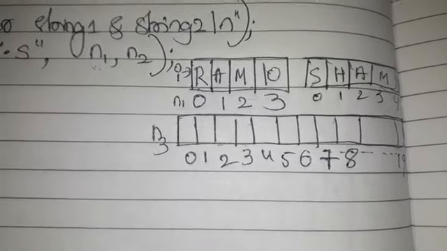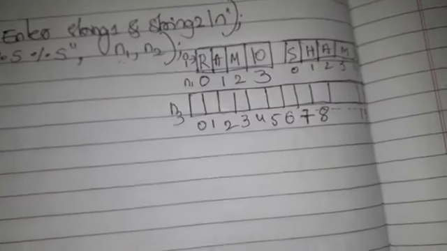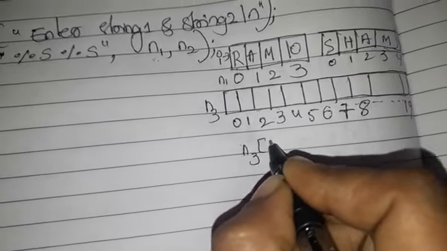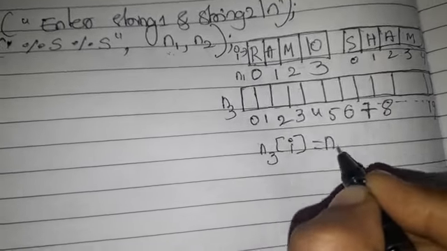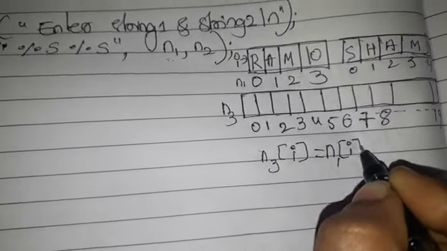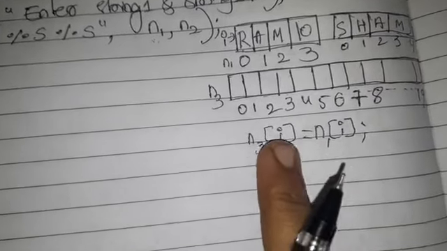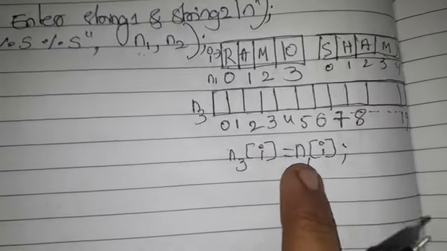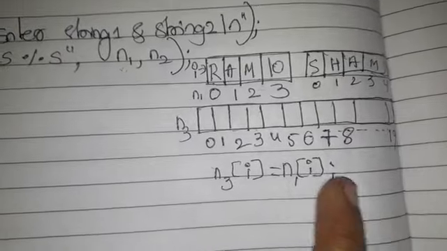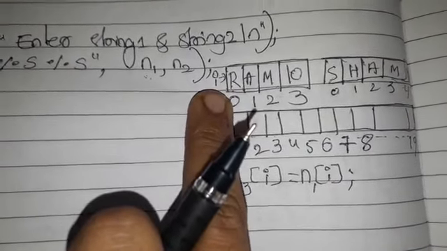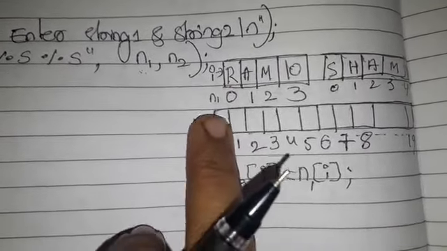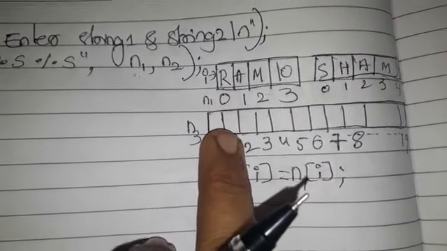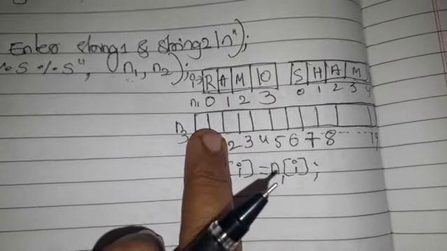So I will be treating that n3 of I is equal to n1 of I. Please try to understand. What is the meaning of it? We know that I is pointing to 0. n3 of 0 is equal to n1 of 0. What is n1 of 0 right now? It is R. So successfully here I will be getting the value of R. Next I want to get the A. In the sense, I should be incremented. Agree with me or not? Yes, I should be incremented.